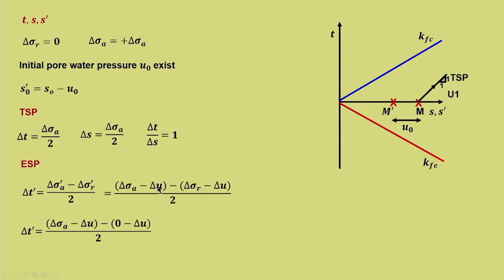So, now we have the expression for delta U. So, substituting for delta sigma R equal to 0, because that is the condition, we have it is delta sigma A by 2, because minus delta U, minus of minus is plus delta U. So, that gets cancelled. So, it will be delta sigma A by 2.